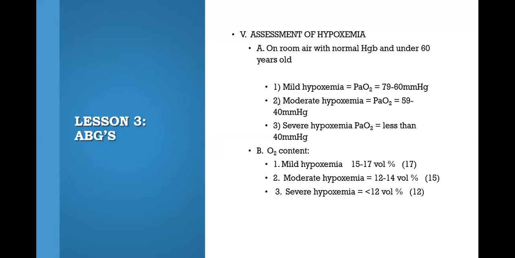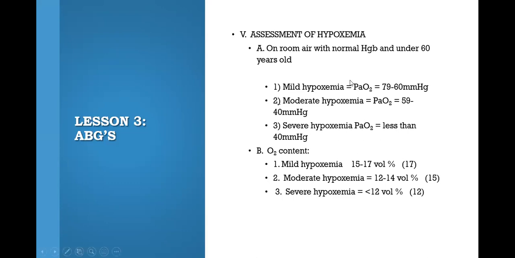Here it is right here for your hypoxemia, right here in the PowerPoint. Mild hypoxemia, 79 down to 60. Moderate is 59 to 40. That's moderate hypoxemia. Severe, anything less than 40, is severe.